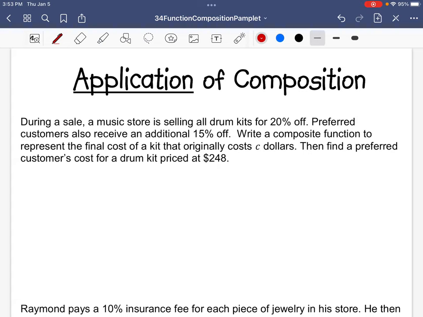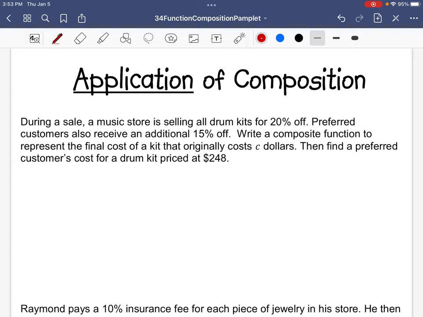Sale at the music store. Drum kits are 20% off. And if you're a preferred customer, you get an additional 15% off. Not sure what it means to be preferred. I don't know if that means the owner likes you. It probably means that you paid some kind of little membership fee. So 20% off and another 15% off.